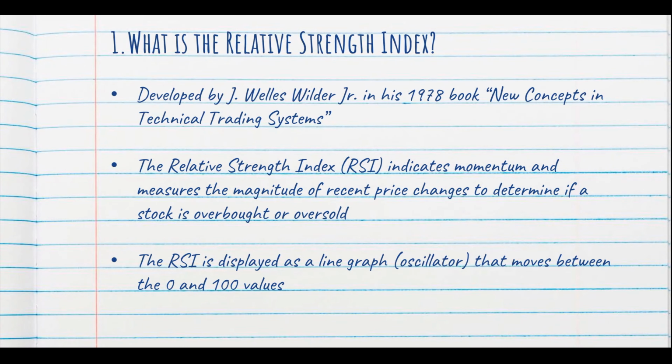So what is the relative strength index? Well, it was developed by J. Wells Wilder Jr. in his 1970 book, New Concepts in Technical Trading Systems. The relative strength index, or the RSI, indicates momentum and measures the magnitude of recent price changes to determine if a stock is overbought or oversold. The RSI is displayed as a line graph, also called an oscillator, that moves between the 0 and 100 values.